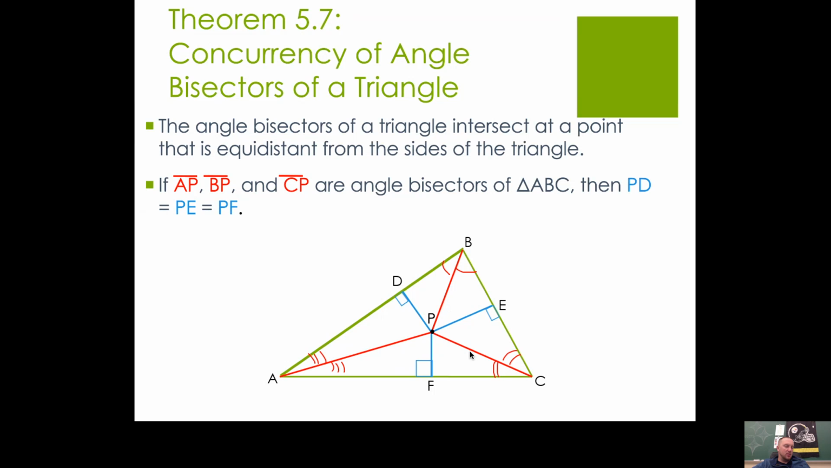And here's the neat thing about this. When these angle bisectors touch, this point P is a very special point. This is the point that is equidistant from each side. Even though it doesn't look like it, I tried my best to make this work in PowerPoint, but the idea is this distance on a right angle to this side matches this distance on a right angle to this side. And it matches that one as well. So the blue segments are the same length. The red segments don't have to be, but the blue segments must be.